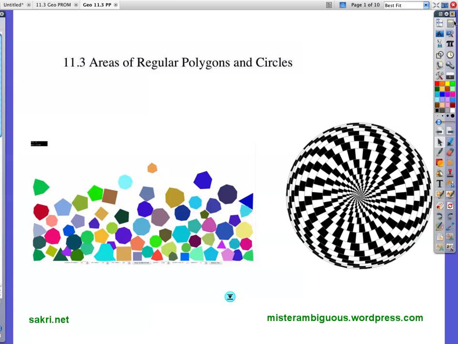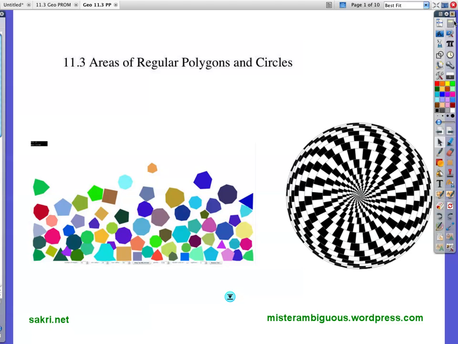Okay, here we are, 11.3, areas of regular polygons and circles. Regular polygons. All sides are the same, and therefore all of your angles are going to be the same, at least as long as it's a convex polygon, which is what we're going to be working with. So, regular polygons, all the sides are going to be the same, all your angles are going to be the same. And then, of course, areas of circles.